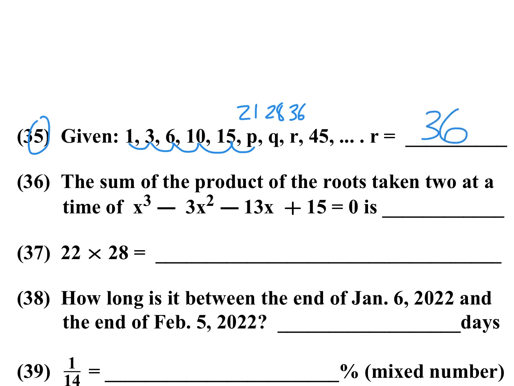Okay. The next question that was asked was this one, number 38, which sometimes gives students a little bit of a problem. We want to know how long is it between the end of January 6, 2022 to the end of February 5th. Well, the end of February 5th, we've got 5 days there. And then from January 6th, after January 6th, you're going to go from 7th through 31st. And that's 25 days. So 25 days in January plus 5 in February. That gives you exactly 30 days.